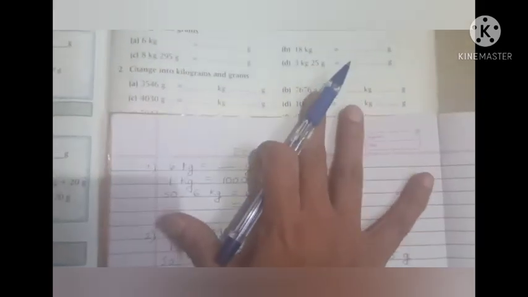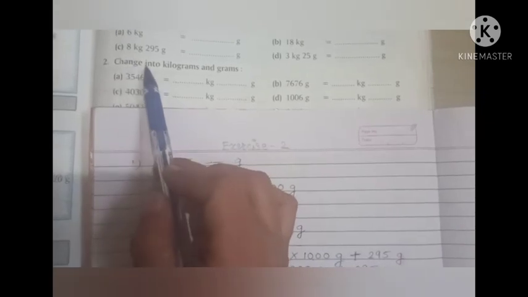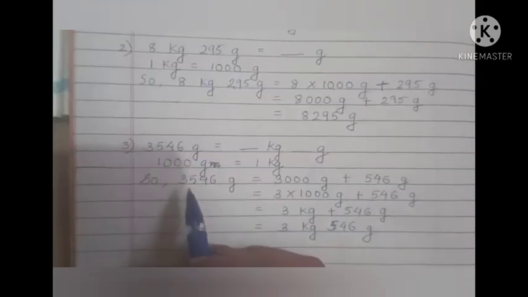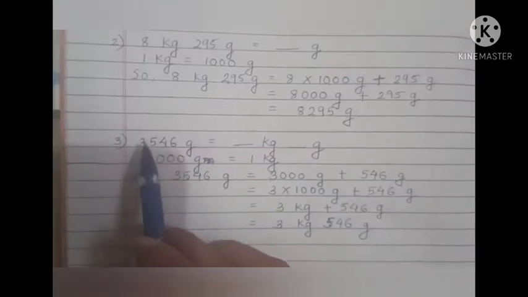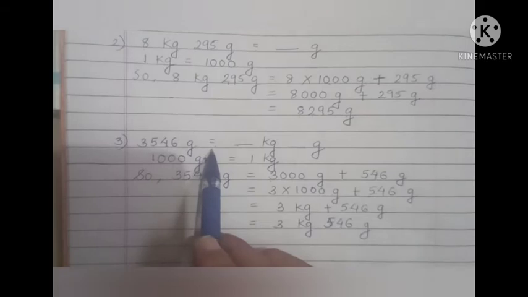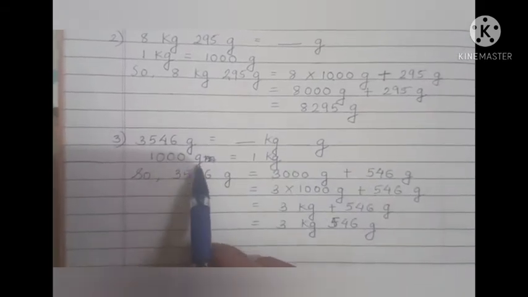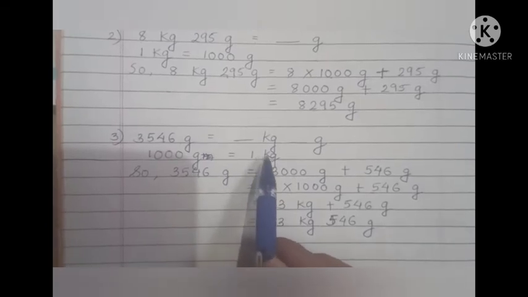Now we will see the next one. Here you can see change into kilograms and grams, right? So they have given us grams and we have to convert it into kilogram and gram. So I will take the first example, that is 3546 gram. So students, here you can see 3546 gram is equal to dash kg and dash gram. So we know that 1000 gram is equal to 1 kg.